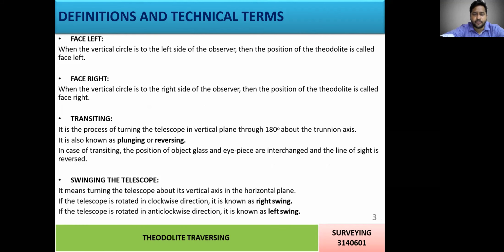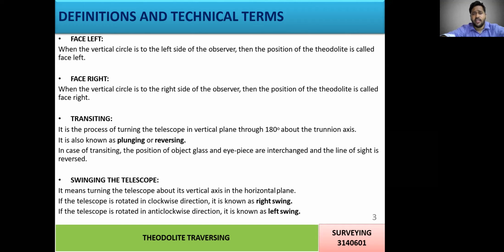Face left. What is face left? When you take any reading with the telescope of the theodolite and the vertical circle is on your left-hand side, that is called a face left reading. If the vertical circle is to the right side of the observer, then the position of the theodolite is called face right reading. So if your vertical circle is on your right-hand side when you take the observation, we call it face right readings.